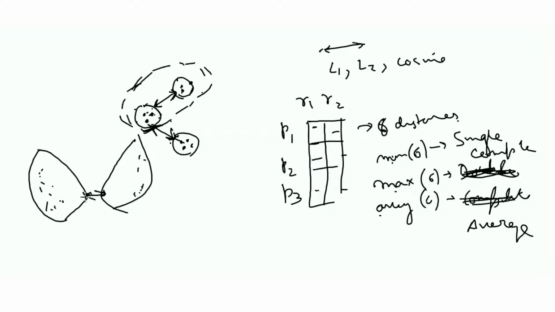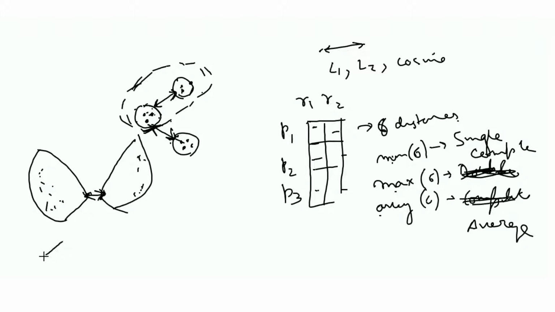Because just these 2 points happen to be very close to each other, because of single linkage you would basically come up with the conclusion that these 2 clusters are probably very similar to each other, which in essence is probably wrong.